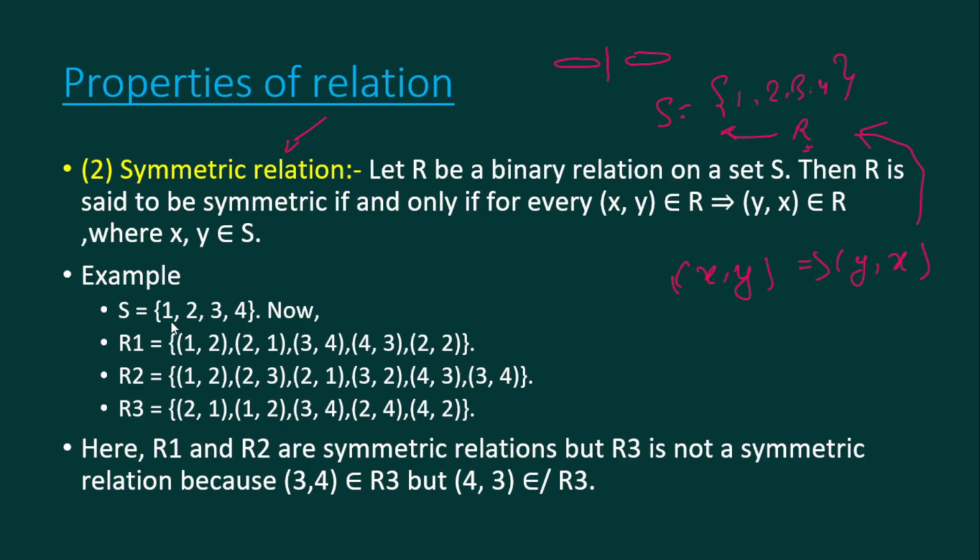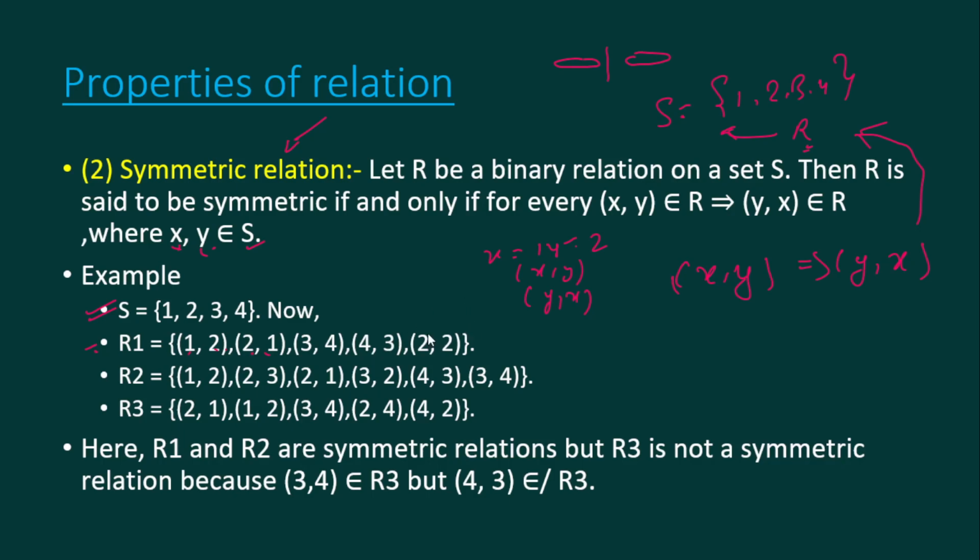Here we can see that we have set S, and x and y belong to set S, so the elements x and y are both in set S. Now in R1 we see that 1 2 is there, so 2 1 is also there. If x equals 1 and y equals 2, then xy is there, so yx is also there. Same, 3 4 is there, then 4 3 is also there.